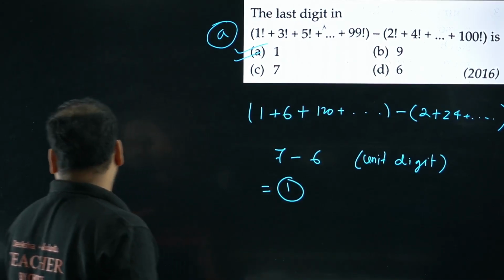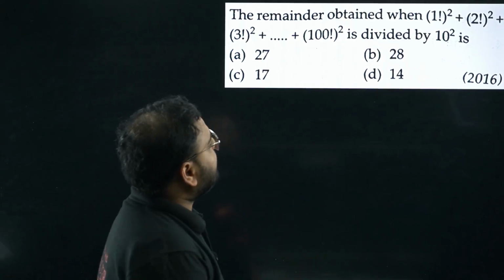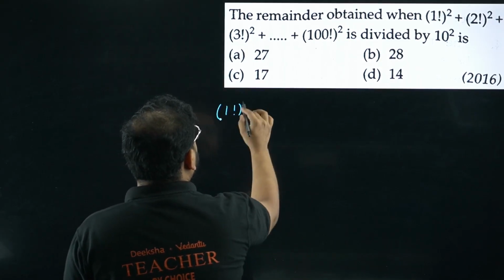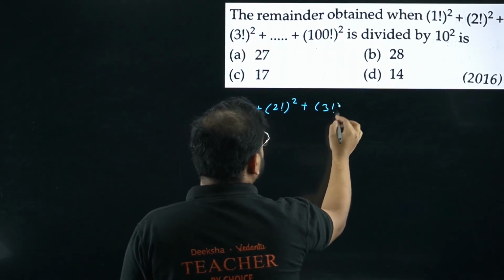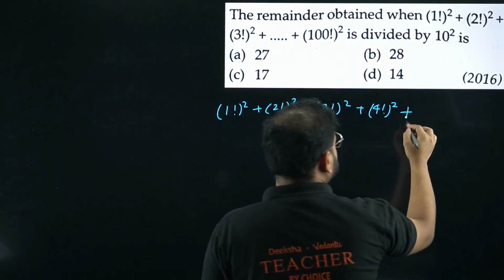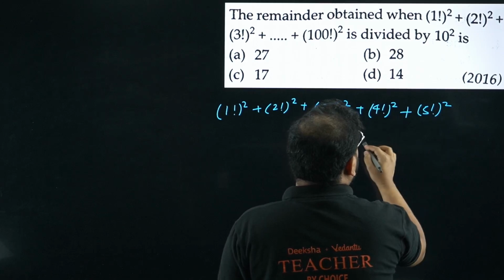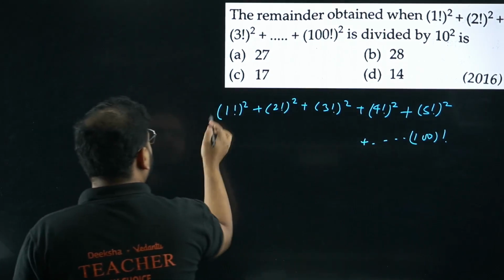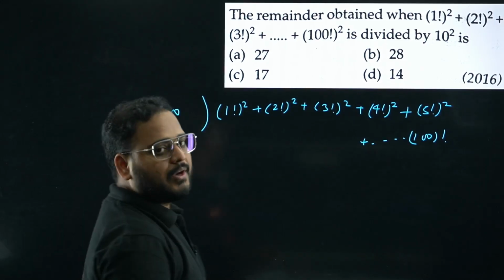Okay, next problem. We have the remainder obtained by 1 factorial square, 2 factorial square. So let's write the numbers. 1 factorial square plus 2 factorial square plus 3 factorial square plus 4 factorial square plus 5 factorial square, all the way to 100 factorial square, and we are dividing this whole number by 10 square. How much is that? 100. Okay, so think about it.